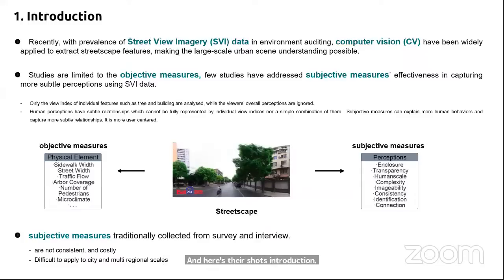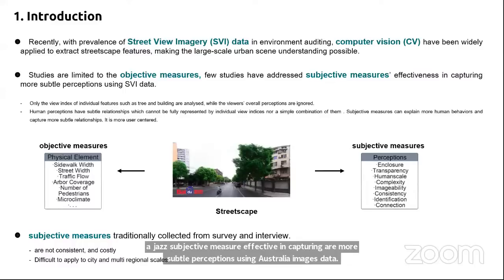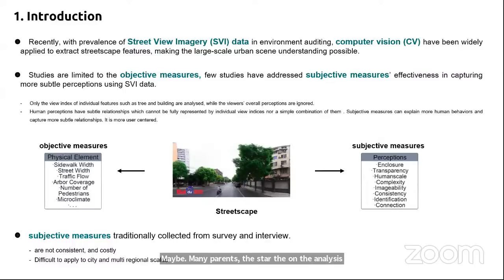Recently, with the prevalence of street view image data in environmental auditing, computer vision has been widely applied to extract streetscape features, making large-scale urban scene understanding possible. Current studies are limited to objective measures. Many current studies only analyze the view index of individual features such as trees and buildings, while the viewer's overall perceptions are ignored. Human perceptions have subtle relationships which cannot be fully represented by individual views or a simple combination of them.